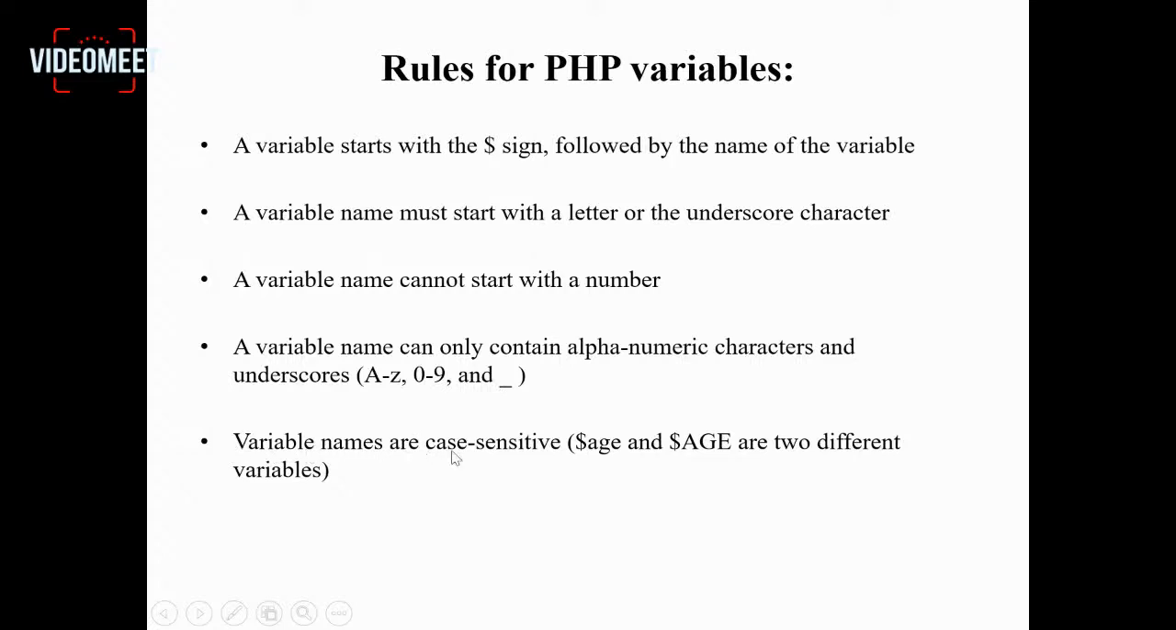And variable names are case sensitive. That means if you first started using a variable called age, like this in small letters, later, somewhere in some other part of your program, if you try to write it in capital letters, they will not be considered the same. They will be considered different variables. This is another variable and this is another variable. So that is the meaning of case sensitive.